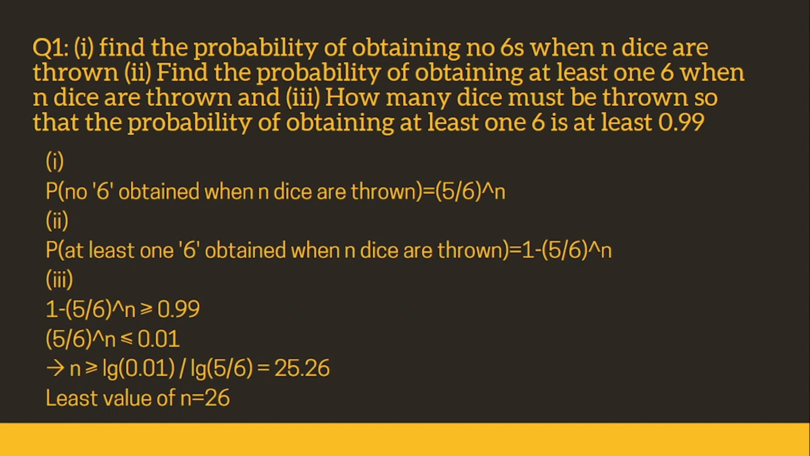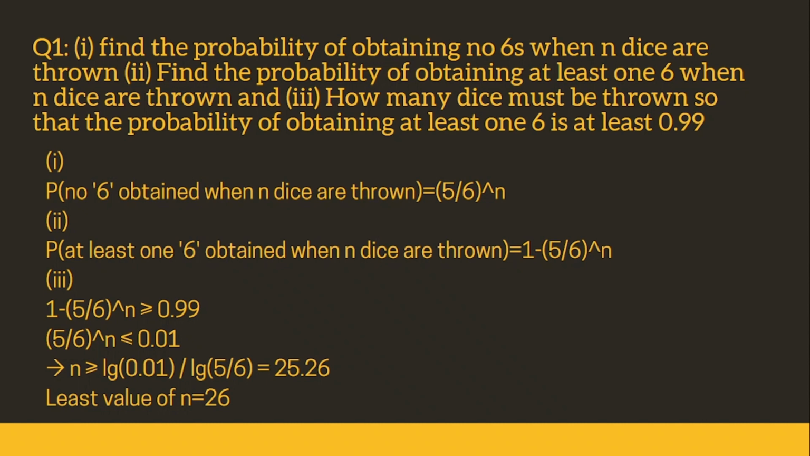If you want no 6 in the first n dice, it's just going to be 5 over 6. So we minus the 1 over 6 possibility of a 6. Then we just do it to the power n. Then, if we want the probability of at least one 6 when n dice are thrown, we just take 1 minus our part 1 answer, because that will eliminate the complement.